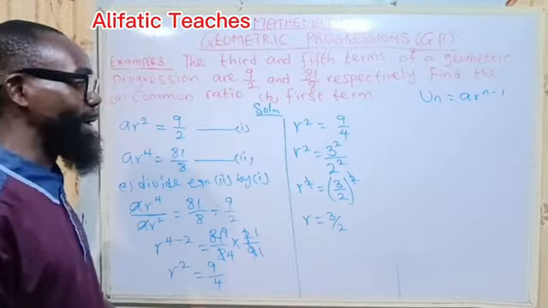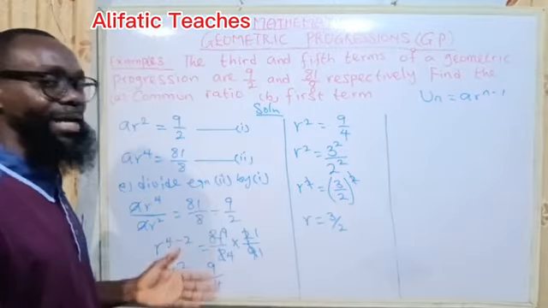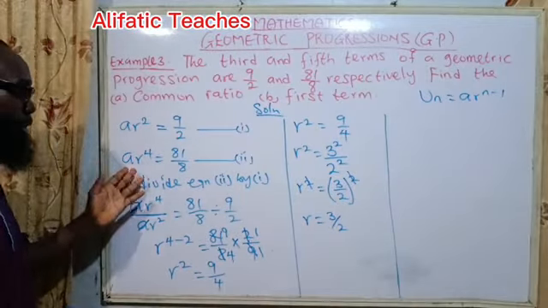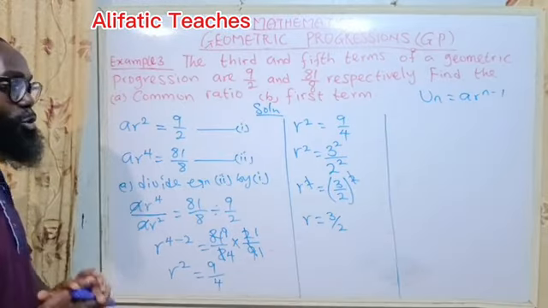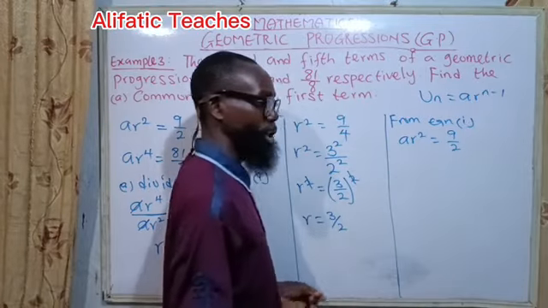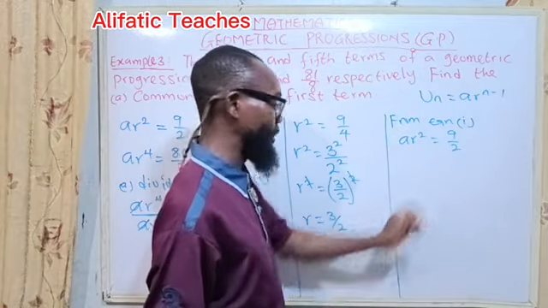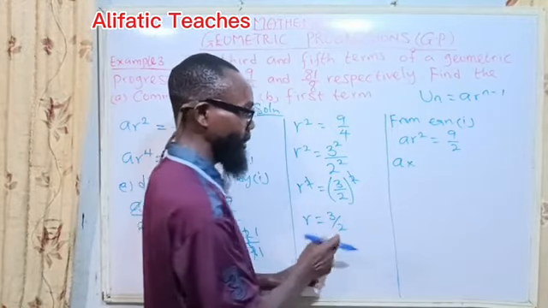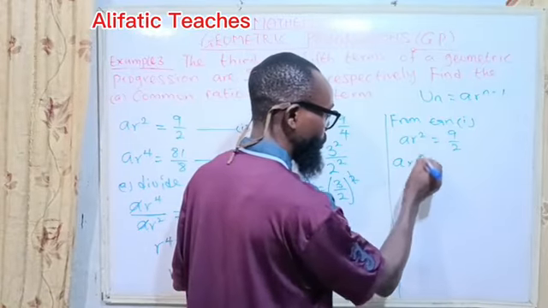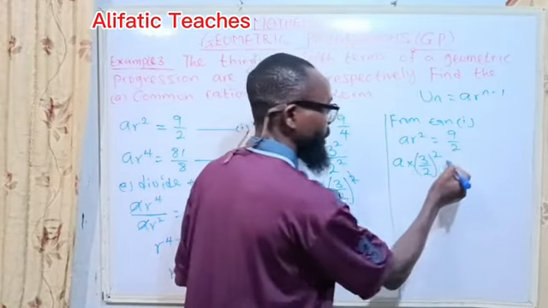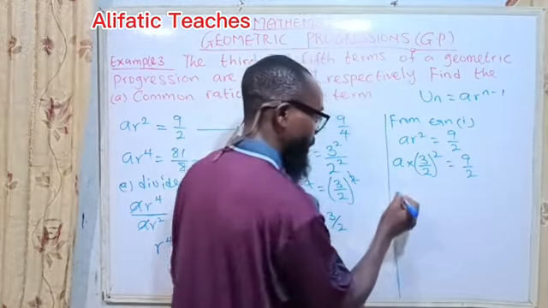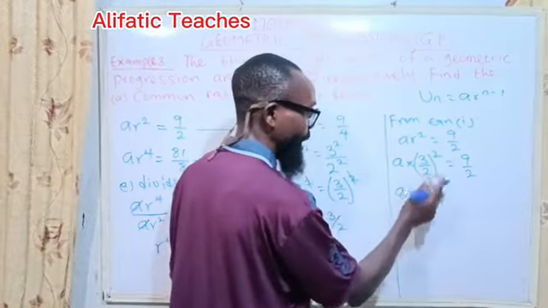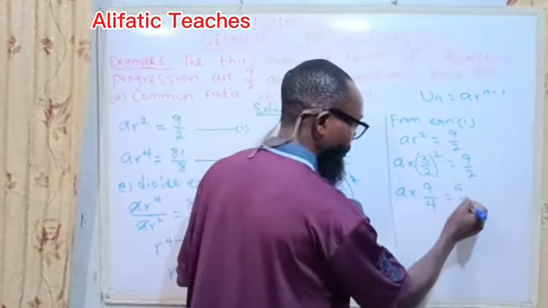Now, how do I go about my first term? I can get my first term using either equation 1 or equation 2 since I've gotten my R. Let me use equation 1. From equation 1, AR squared equals 9 over 2. That is A multiplied by, what is my R? 3 over 2. 3 over 2 squared equals 9 over 2. So A times 3 times 3 over 2 times 2, which is 9 over 4, equals 9 over 2.